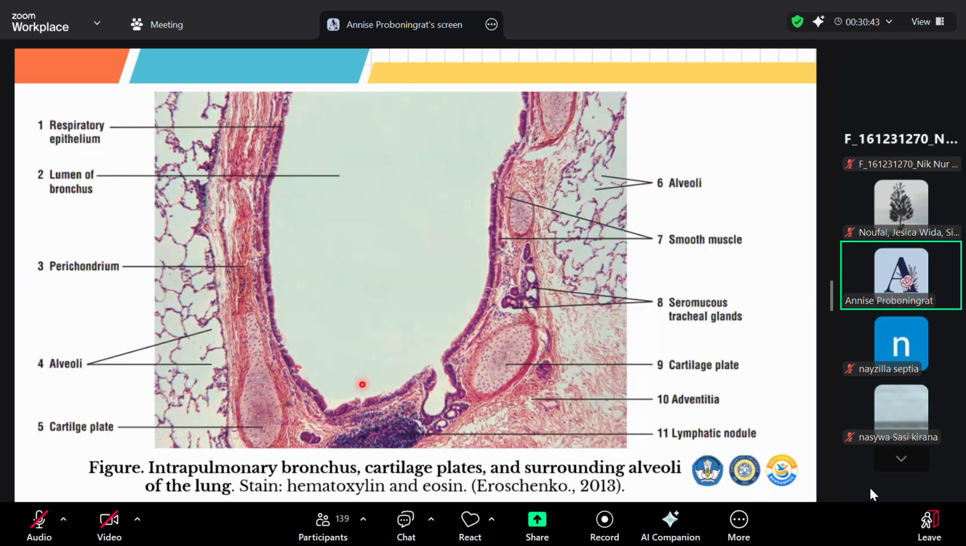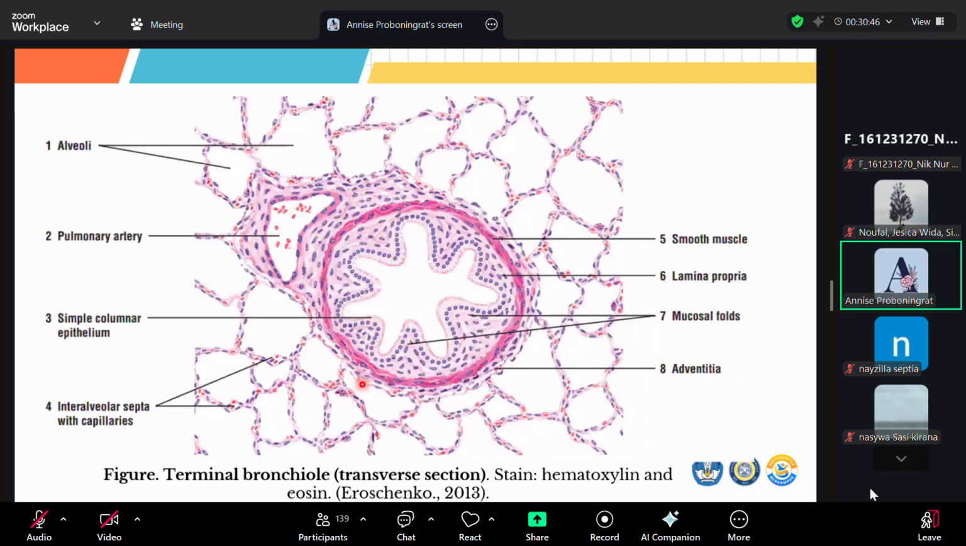Same as the previous picture, and this is the terminal bronchiole by transverse section. This is the lumen of the bronchiole, and then the mucosal epithelium that forms a fold shape. So this is also called the mucosal fold. And then the lamina propria, and then the smooth muscle, adventitia, and the pulmonary artery.